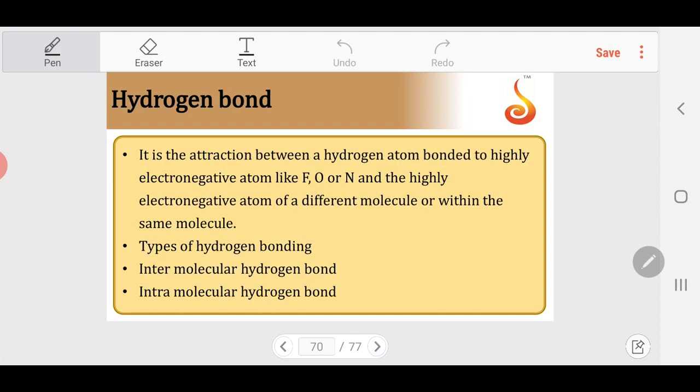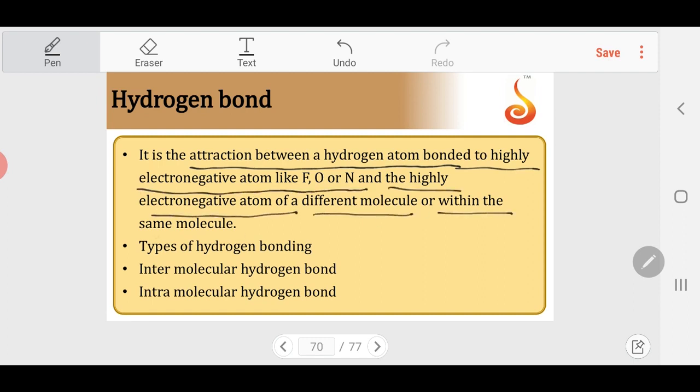Hydrogen bond. This is a very important type of bond, very weak but plays a significant role. It is the attraction between a hydrogen atom which is bonded to a highly electronegative atom like oxygen, fluorine, or nitrogen, and a highly electronegative atom of a different molecule or within the same molecule. So a hydrogen atom bonded to these three, F, O and N, is attracted by another electronegative atom, that is also F, O or N.